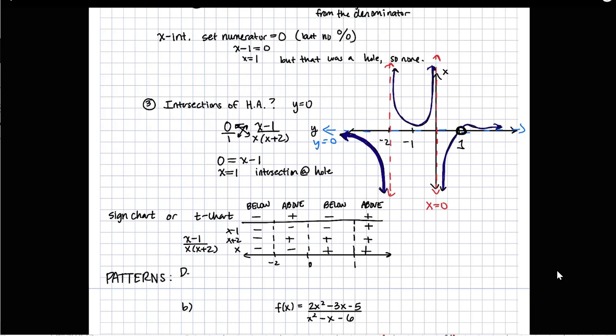Okay, degree of numerator being smaller than the degree of denominator: that gave a horizontal asymptote at y equals 0. And then when you observe that you have division by 0, your two possibilities are a hole if it cancels, and a vertical asymptote if it doesn't.